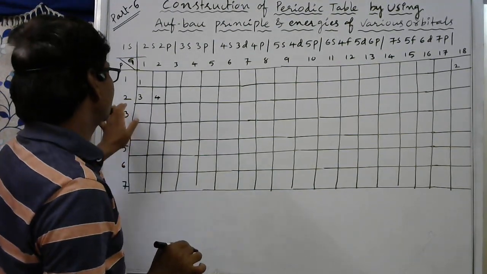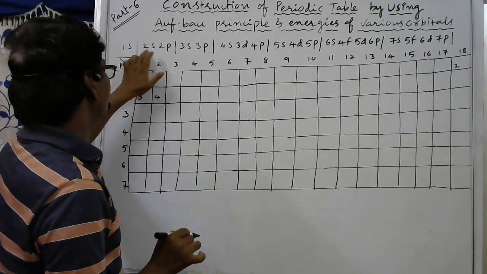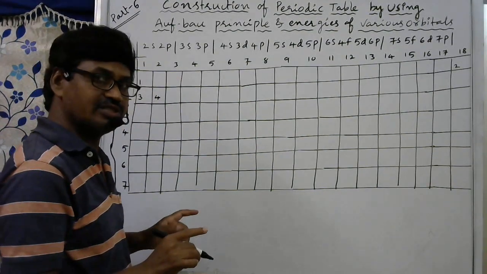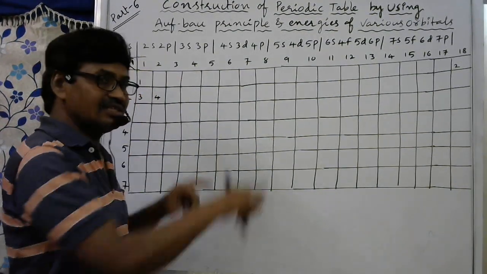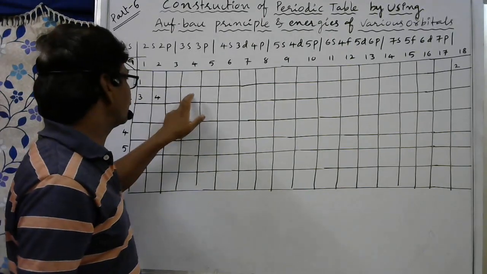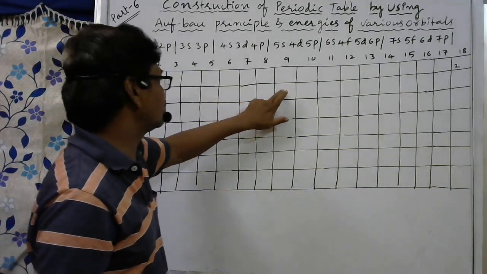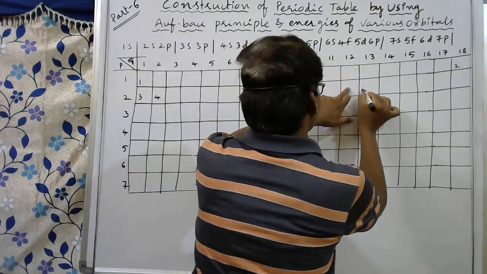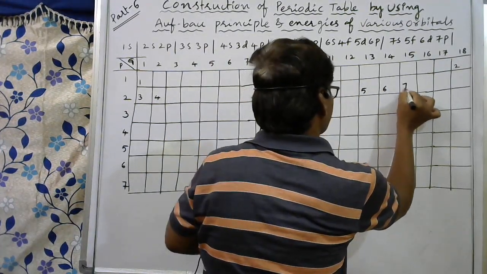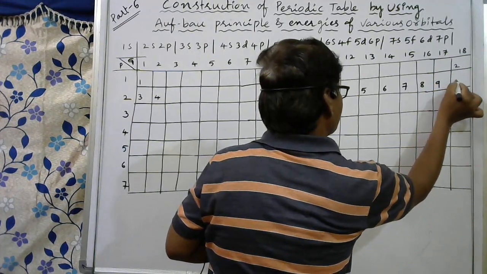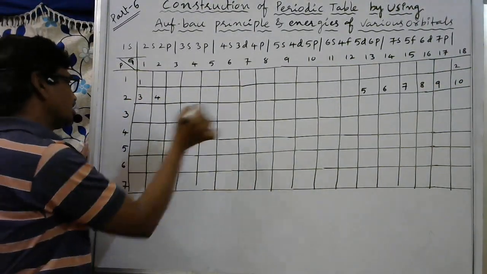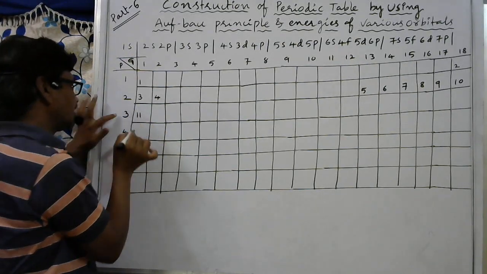Then after that, you can observe 2s, 2p. In this period, the d orbital is not present, therefore we have to leave 10 boxes here. 1, 2, 3, 4, 5, 6, 7, 8, 9, 10. Then the fifth element is present here. Fifth, then sixth, 7, 8, 9, 10. Then after these 10 elements, the 11th element again comes here in the third period.